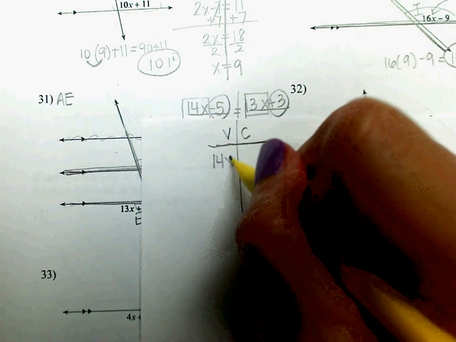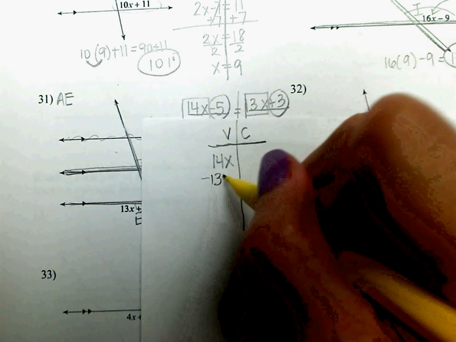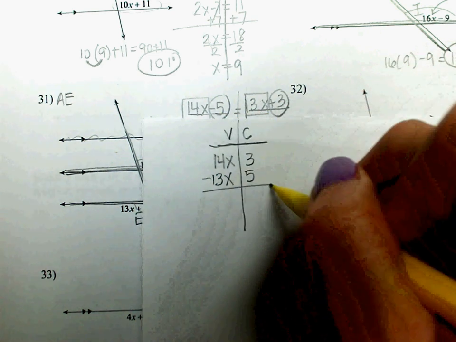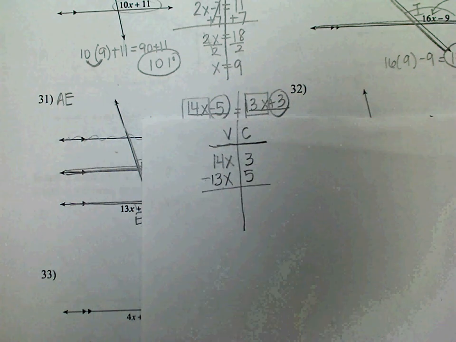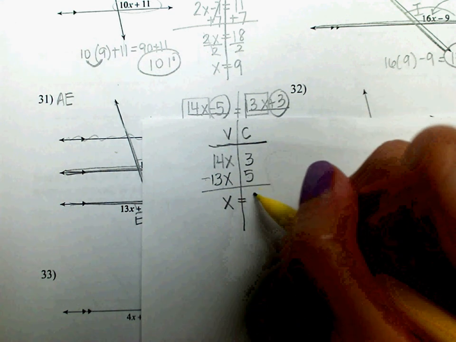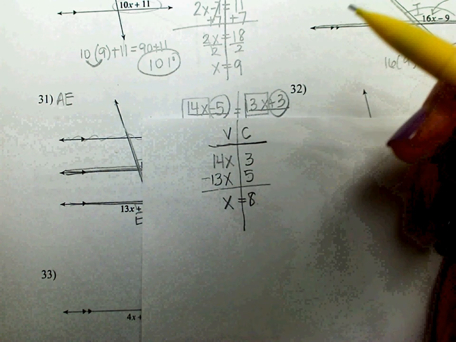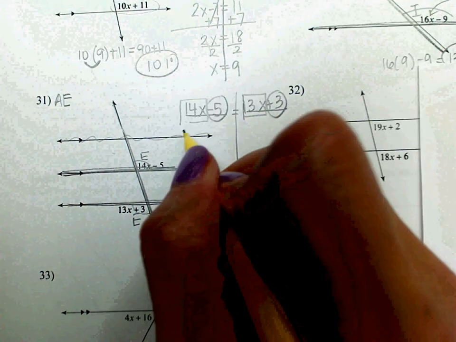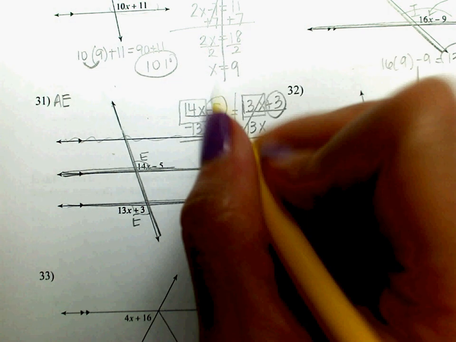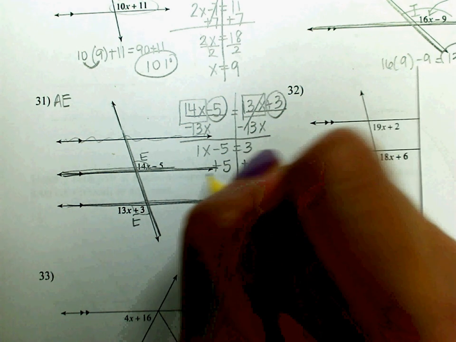This variable is on the other side of the line, so I'm going to bring it over and change its sign. I have a 3 here, and then change the negative 5 to a positive 5, and then add them up. Now 14 minus 13, or 14 plus a negative 13, is a 1x. And then 3 plus 5 is 8. So the 1, I'm just going to leave it invisible, and this is actually my answer. X equals 8. If you do it this way, you just subtract the smaller variable in general, and then you have 1x minus 5 equals 3. Then add 5, and then you get x equals 8, which is what we got here.